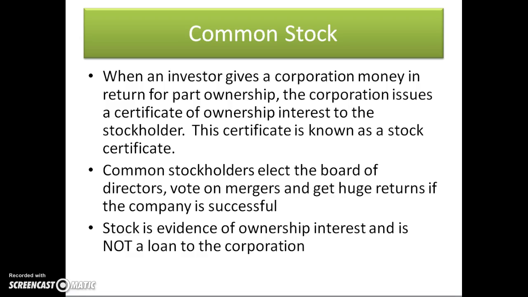I'll also give you a brief discussion on the difference between common and preferred stock. With common stock, an investor gives a corporation money in return for part ownership. The corporation issues a certificate of ownership interest to the stockholder, and the certificate is known as a stock certificate. Common stockholders elect the board of directors, vote on mergers, and get a huge return if the company is successful. Stock is evidence of ownership interest and is not a loan to the corporation.